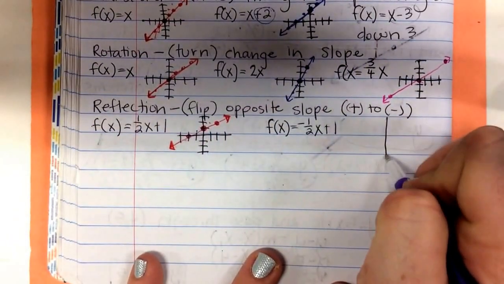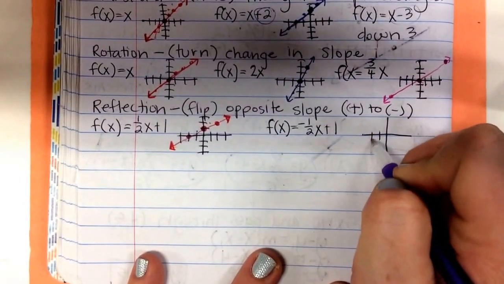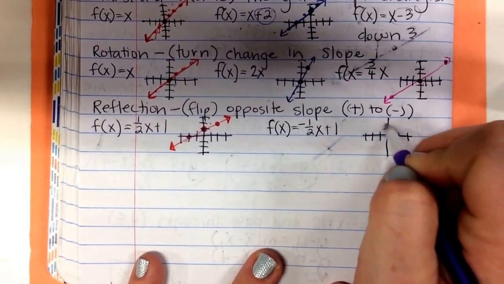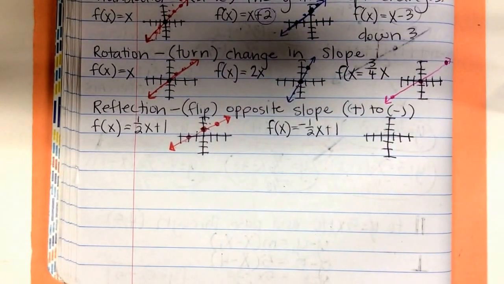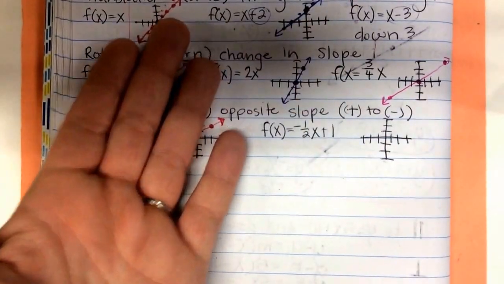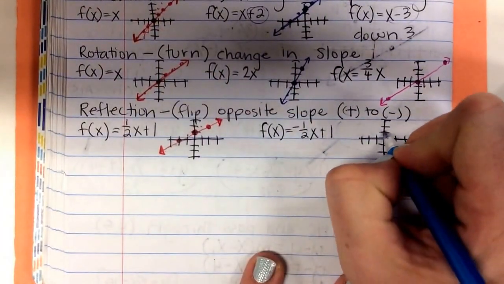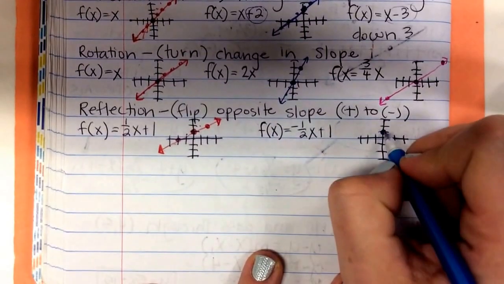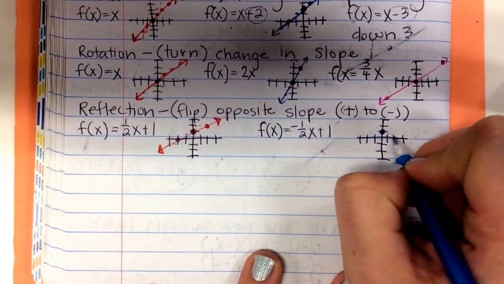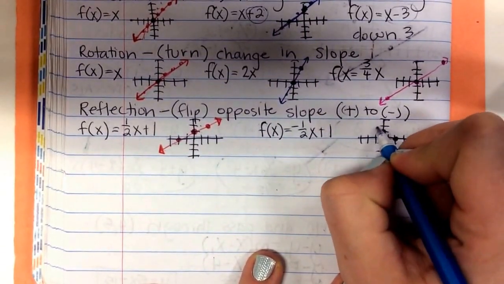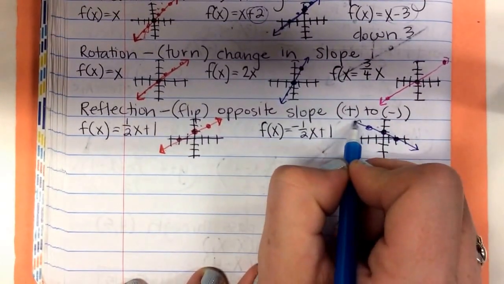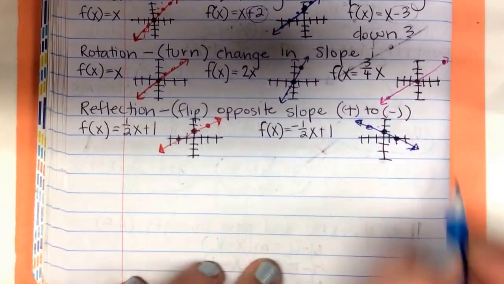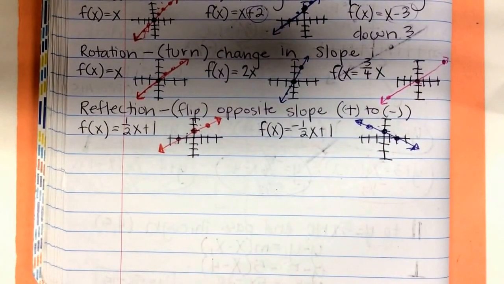And let's see if that was right. Did Cameron get it right about flipping it? Let's see. Does that reflect? Meaning, does it flip over? Well, it still starts at 1. But this time I go down 1 and over 2. So up 1 and backward 2. Did this line flip over? Yeah. So that is a reflection.